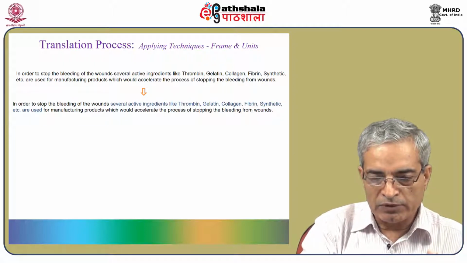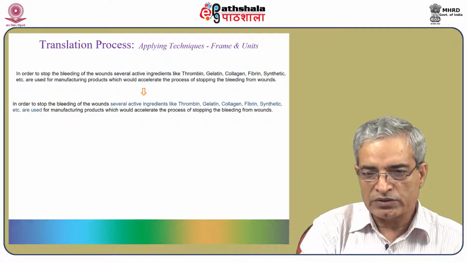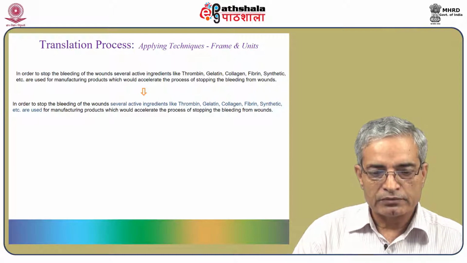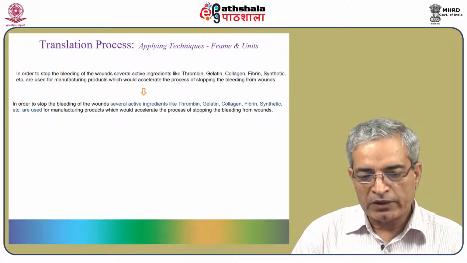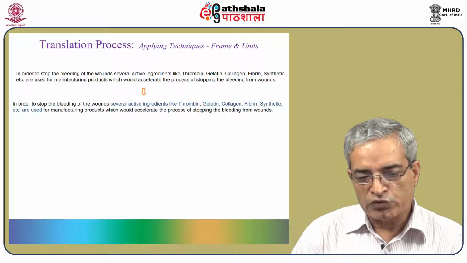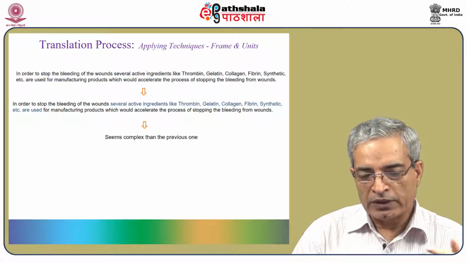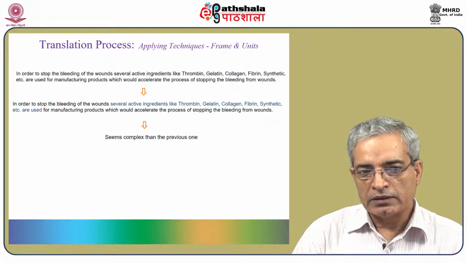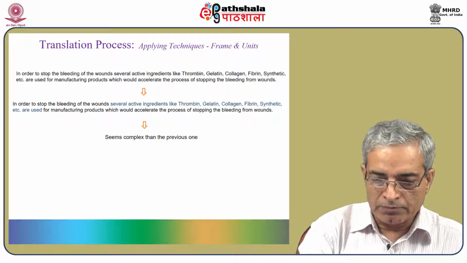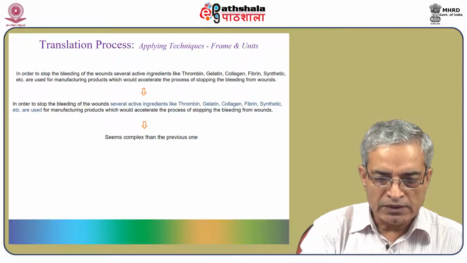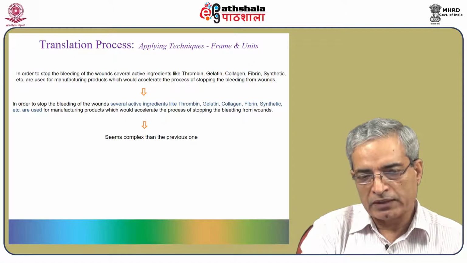In order to stop the bleeding of the wounds, this is understandable. Several active ingredients like A, B, C, D, E are used. Understandable. For manufacturing products which would accelerate the process of stopping the bleeding from wounds. I hope it helps you in understanding the segments in the sentence, and in the process you learn segmentation in English also. But still it seems a little complex than the previous one.